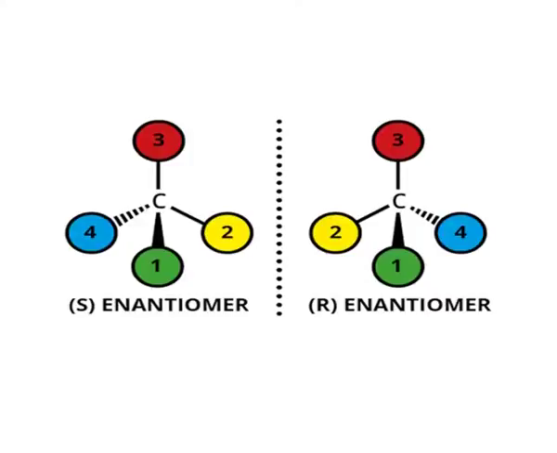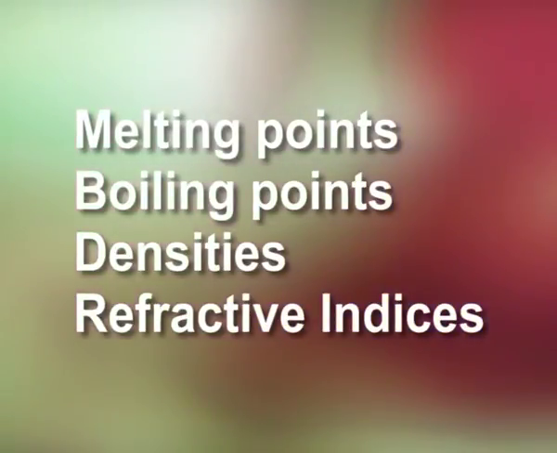And the non-identical mirror image pair of stereoisomers that results are called enantiomers. Enantiomers have identical physical and chemical properties. I would say physicochemical properties like melting point, boiling point, density, refractive index, etc. They differ only in their action on plane polarized light. One of the enantiomers rotates the plane polarized light towards the right and the other one to the left.